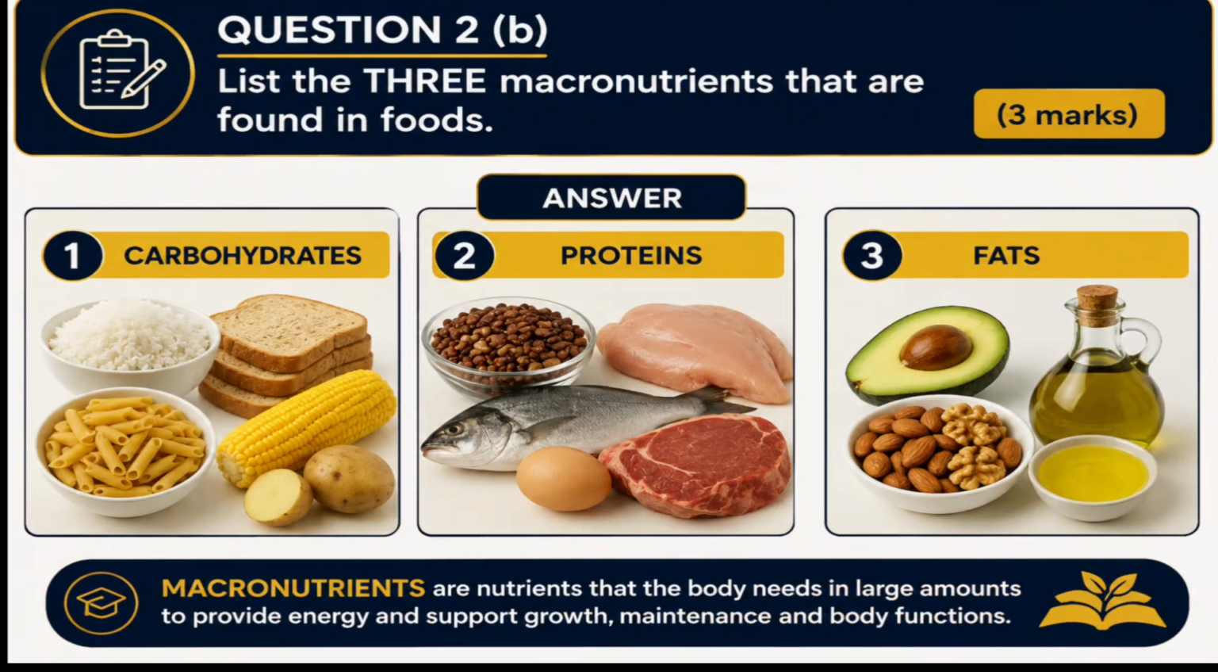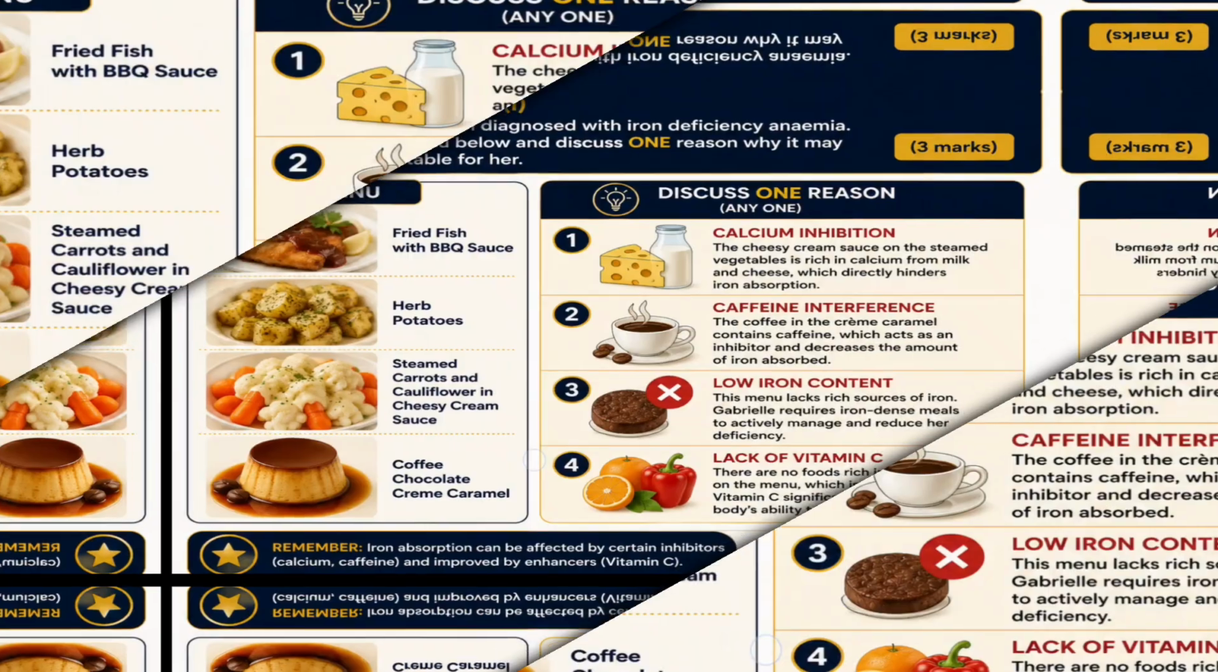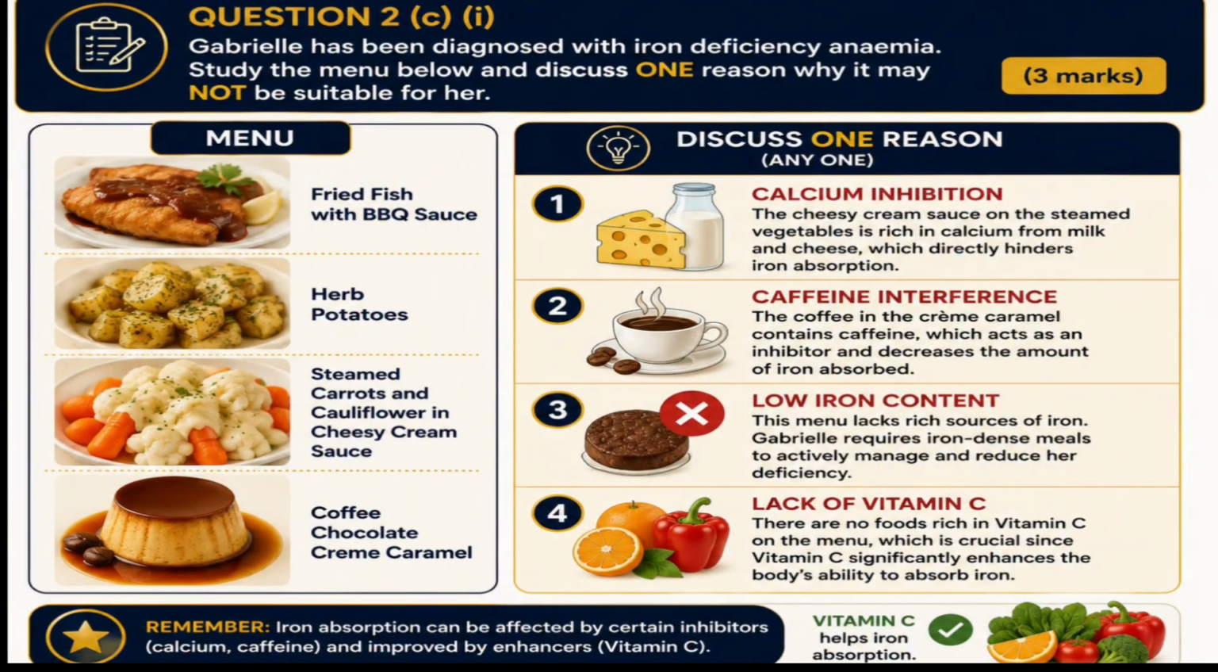Now the ideal answers are 1, carbohydrates, 2, proteins, and 3, fats or lipids, right? Now these are the 3 macronutrients that are found in foods. And remember, macronutrients are those that are needed in the body in large amount to provide energy and support growth, maintenance, and also our body functions. Good. All right, moving along to part C1.